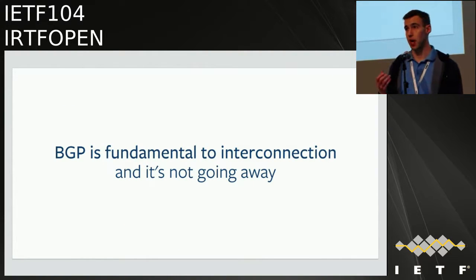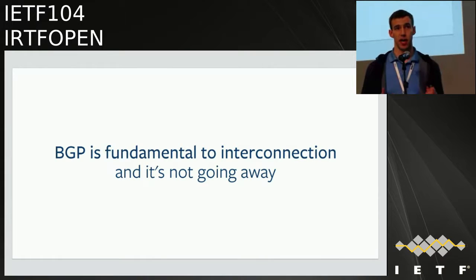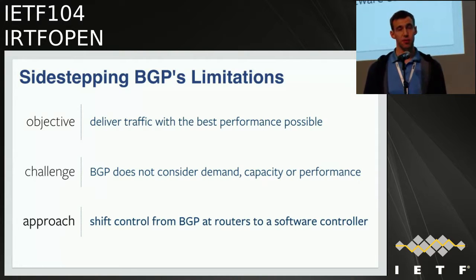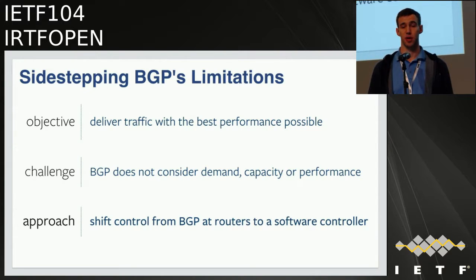Now, despite all these problems with BGP and how it doesn't account for capacity or performance, it's still fundamental to interconnection, and it's not going away anytime soon. The thousands of networks that Facebook and other large content providers connect with all expect for us to use the BGP protocol. So what that means is we have to sidestep BGP's limitations. And what I'm going to talk about next is how we do that by shifting control from BGP at our edge routers to a software controller.